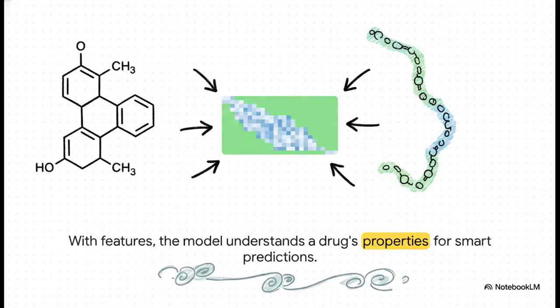And this is the solution. This is how we give that anonymous row an identity. By providing features, things like a drug's specific chemical structure or a protein's unique amino acid sequence, we're telling the model what it's looking at. And suddenly, it can understand the properties of the new thing, allowing it to make smart, nuanced predictions, even for a drug it's never ever seen before. It's a total game changer.